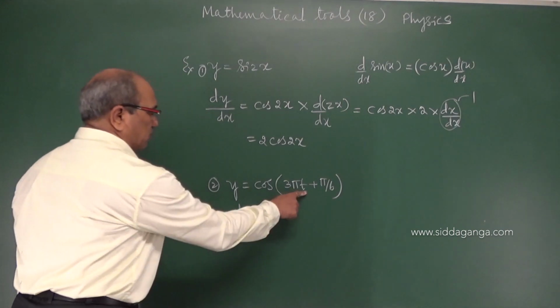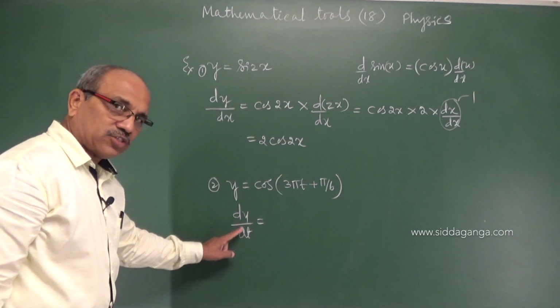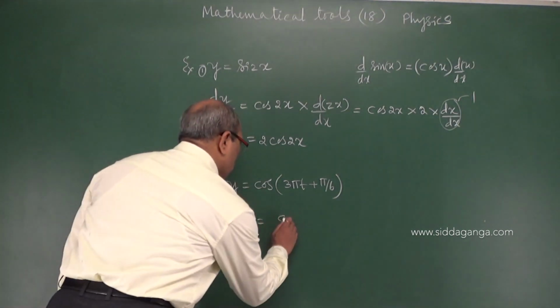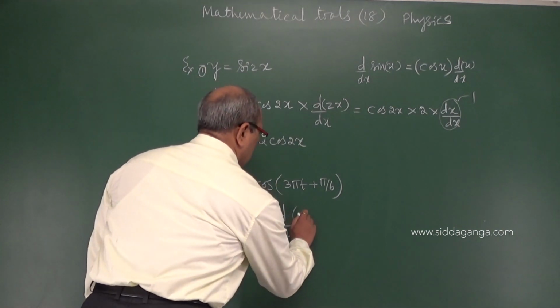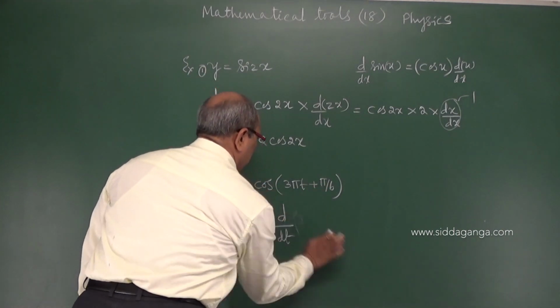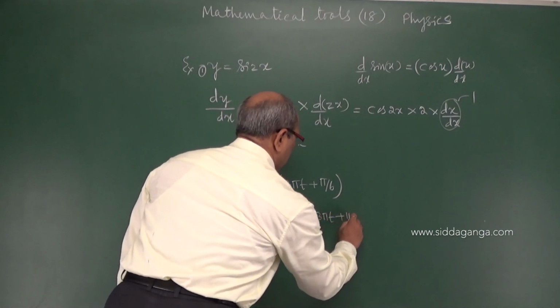Suppose you want to find out dy by dt. Now it is with respect to time. y is a function of t. Therefore, I am differentiating with respect to time. So d by dt of cos 3 pi t plus pi by 6.